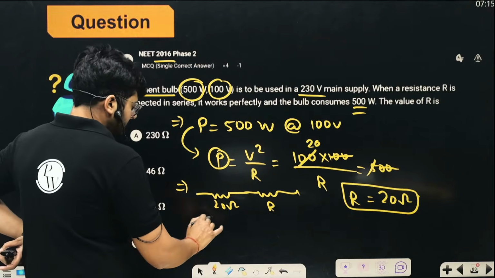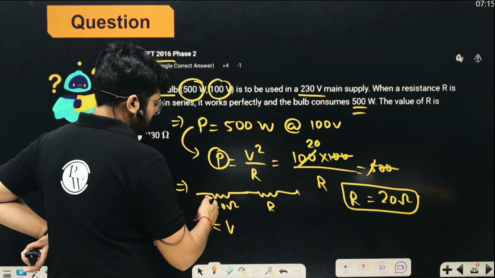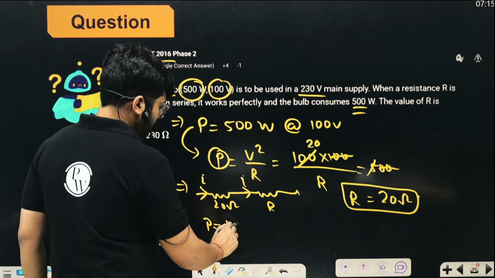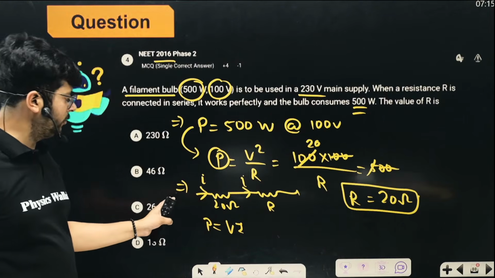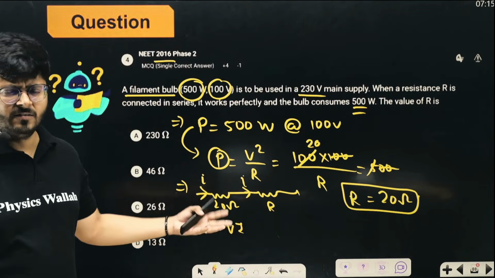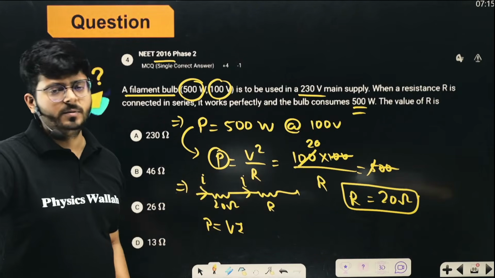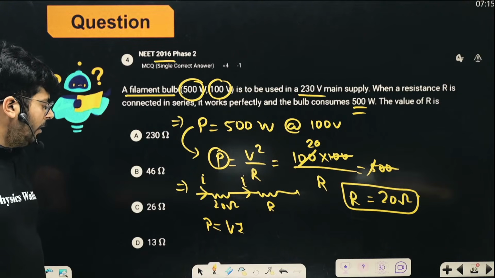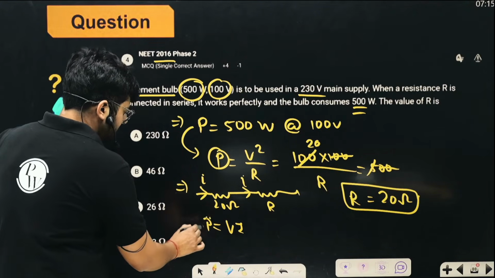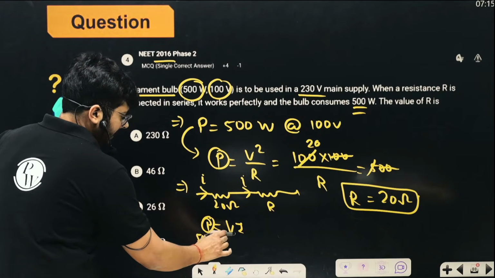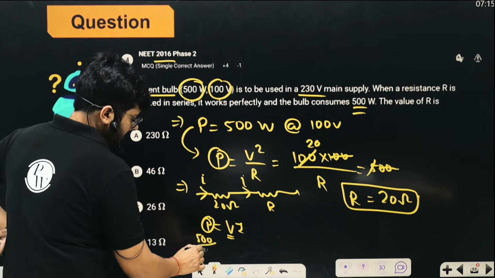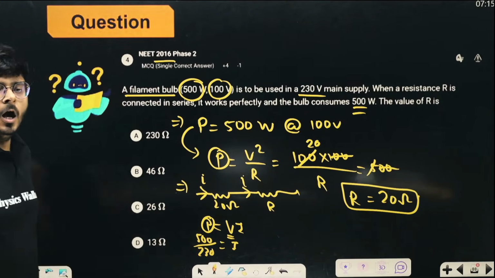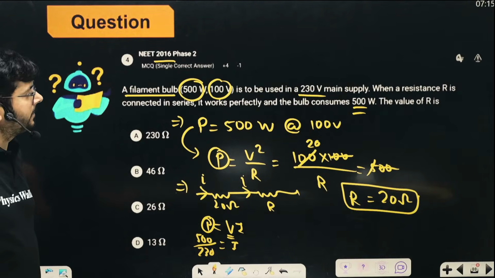Now, we know that the new power consumption, because in series the current is the same, is V into I. The new power that you should be using is V into I, since V square by R is the same formula, and the current here is going to be the same. Now, how much current is going to be there? Because the power consumption is 500 and the voltage is 230, from here the current can be calculated: how much current will be flowing in the circuit in this situation?